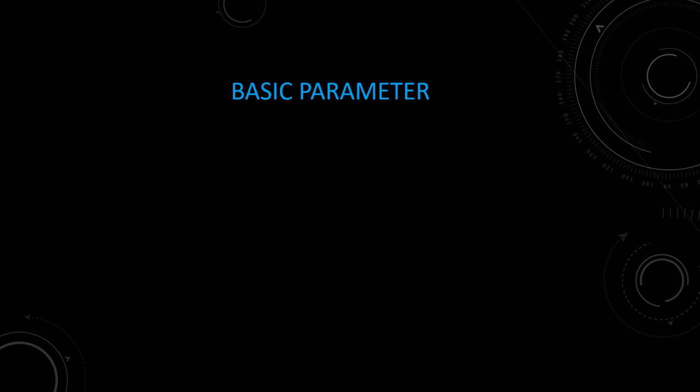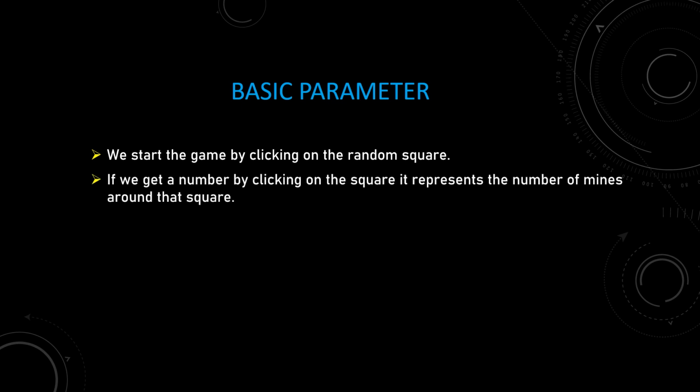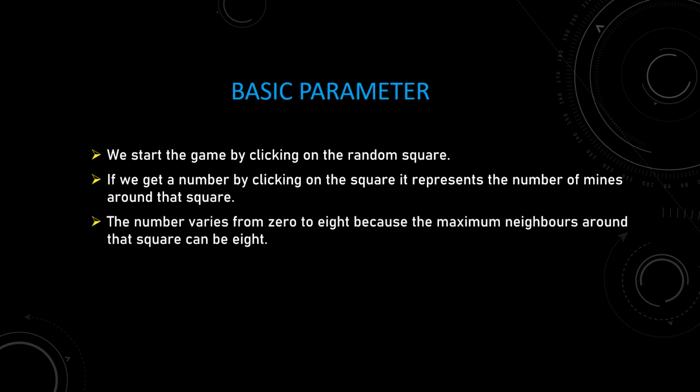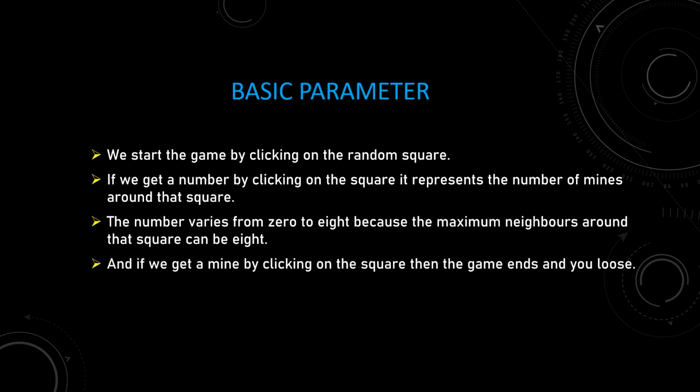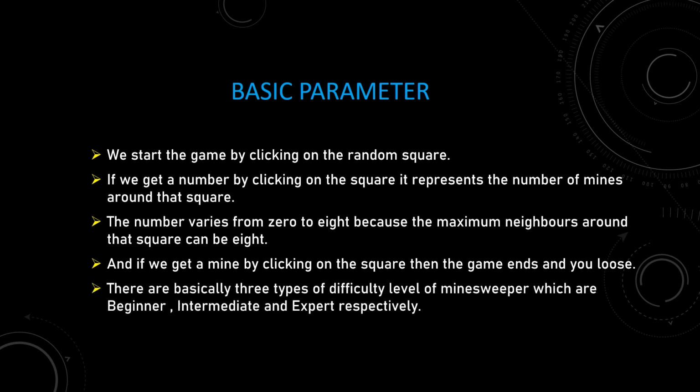Let's see some basic parameters of the game. We start the game by clicking on a random square. If we get a number by clicking on the square, it represents the number of mines around that square. The number varies from 0 to 8 because the maximum number of neighbors around a square can be 8. And if we get a mine by clicking on the square, then the game ends and you lose. There are basically three difficulty levels of Minesweeper, which are beginner, intermediate, and expert respectively.